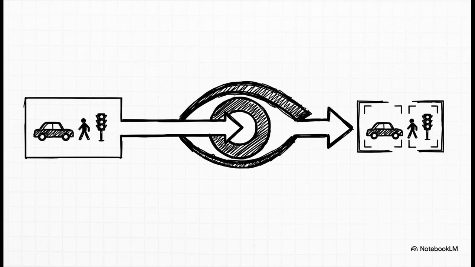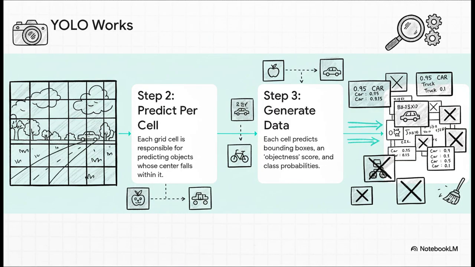It doesn't find things and then identify them. It predicts the location and the identity all in one go. It literally looks at the entire image in a single pass through its network and spits out all the answers. That's why it is so mind-blowingly fast. So how on earth does it pull that off?